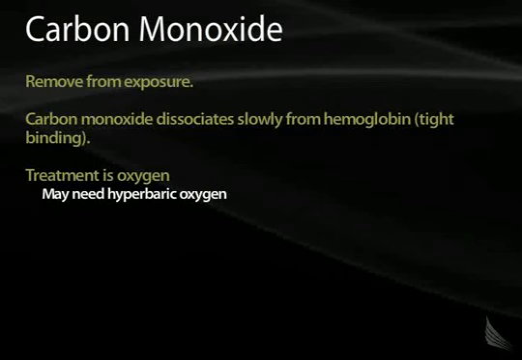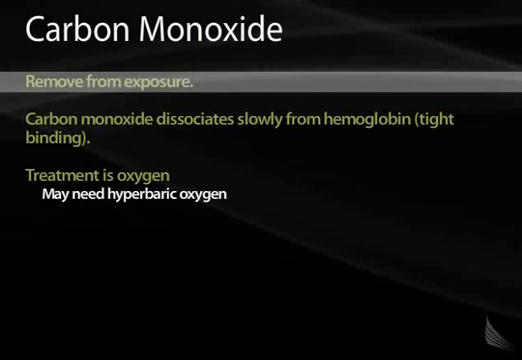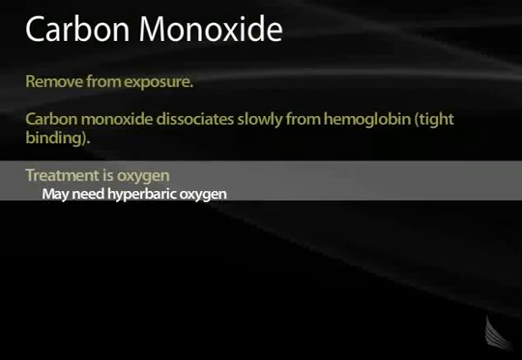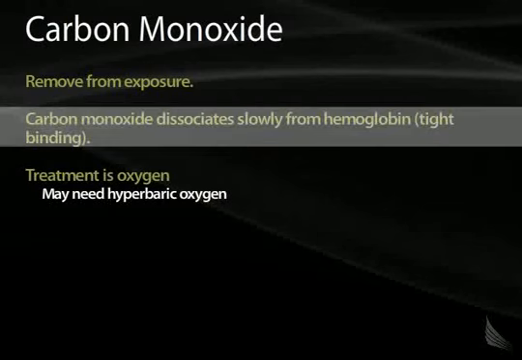Carbon monoxide is another common toxin that the patients are exposed to, especially during fire. The most important thing for patients that have carbon monoxide poisoning is to remove them from the exposure. The most important treatment is oxygen for these patients. Remember that carbon monoxide dissociates very slowly from hemoglobin. So it may take time for the oxygen to take the place of the carbon monoxide.